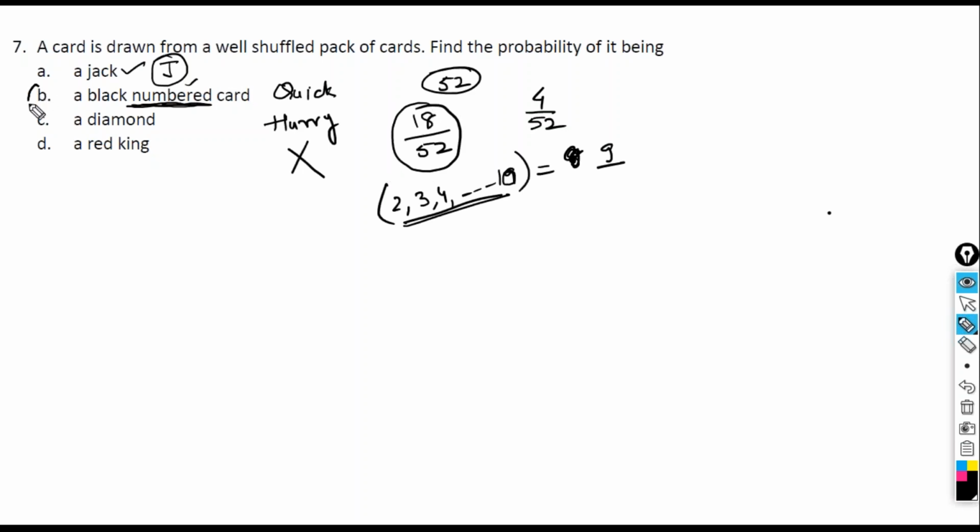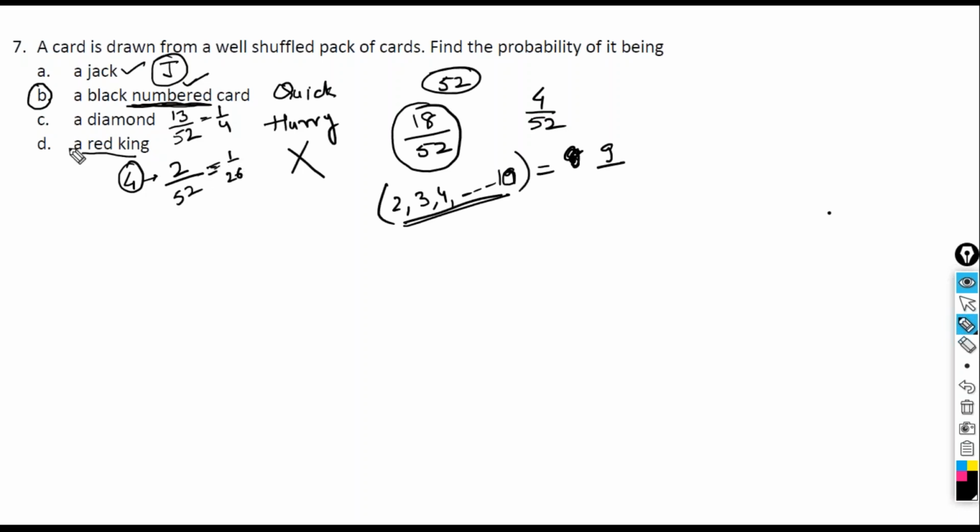Please keep this B question in your mind. This numbered thing normally creates a lot of fuss. In the third, it says probability of it being a diamond. Diamond cards are a total of 13 in number, so the required probability is 13 by 52, which is 1 by 4. If we require a red king, there are a total of 4 kings out of which only 2 are red. So the required probability is 2 by 52, which is 1 by 26.